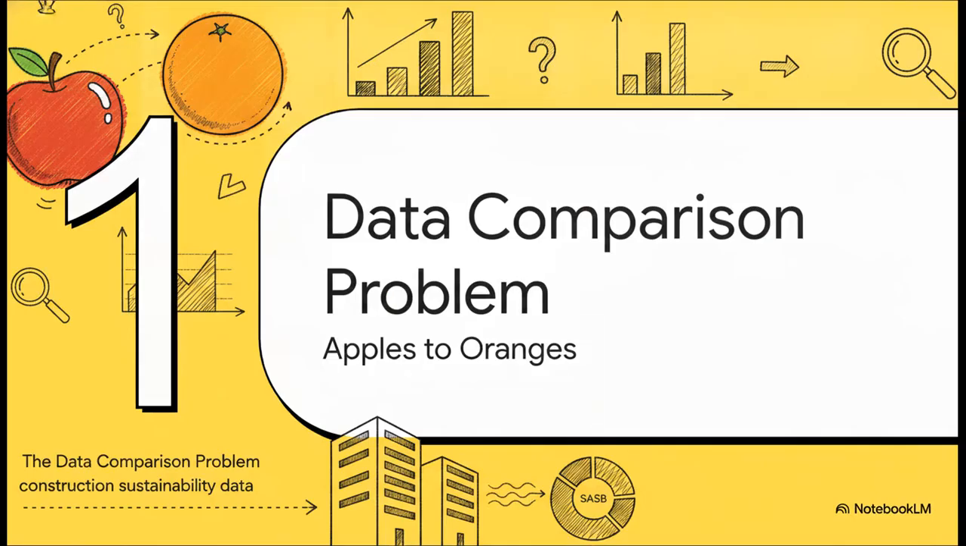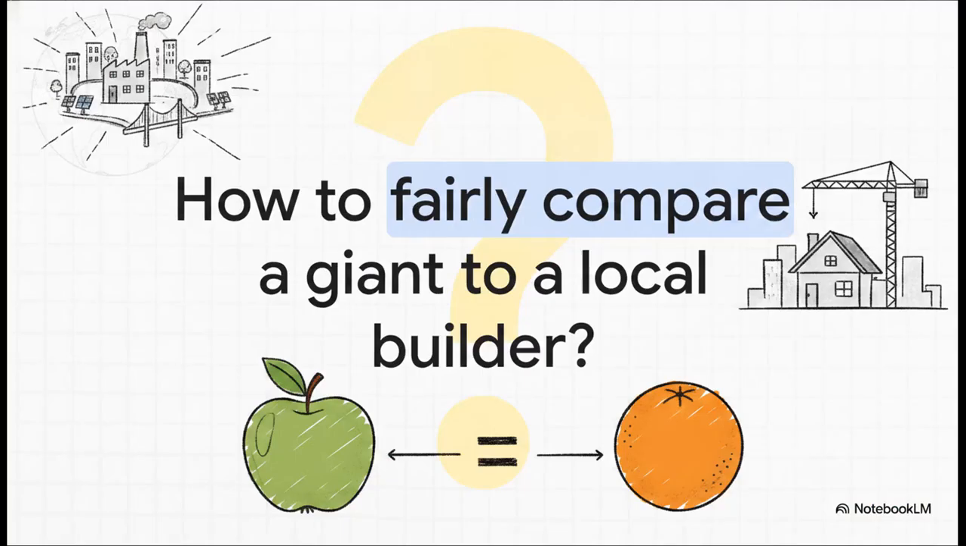Right, starting off with Section 1, the data comparison problem. Why is comparing companies often like comparing apples to oranges? Well, think about it. How do you fairly compare a massive global giant to a local builder down the street? When one company operates globally, juggling dozens of mega infrastructure projects, and another operates locally as a subcontractor in just one city, how on earth can we gauge their sustainability footprint fairly? It really is a classic apples to oranges dilemma.